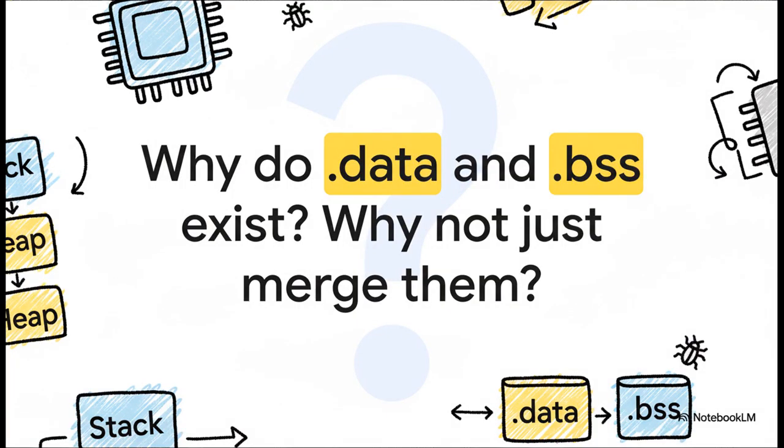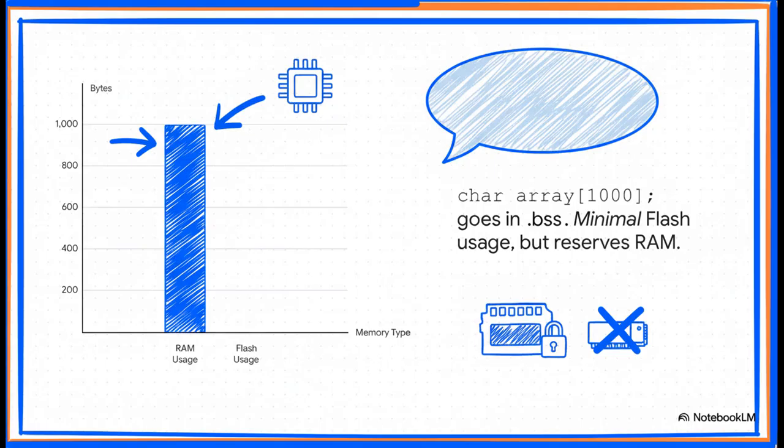variables. Okay, so that brings us to another great question. Both .data and .bss hold these permanent global-style variables. The only real difference is that .data variables have a starting value, and .bss variables are just initialized to 0. So why bother having two separate sections? Why not just merge them? The answer is all about saving precious flash space.